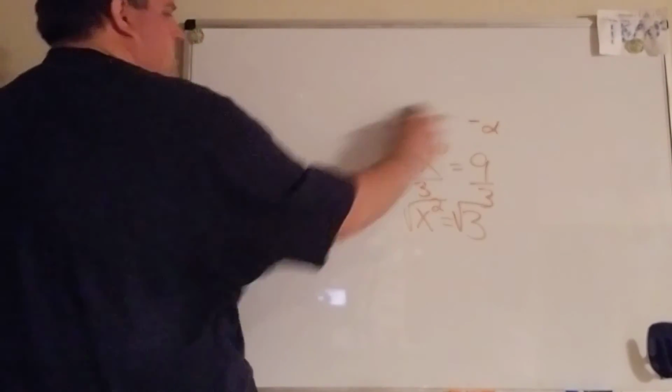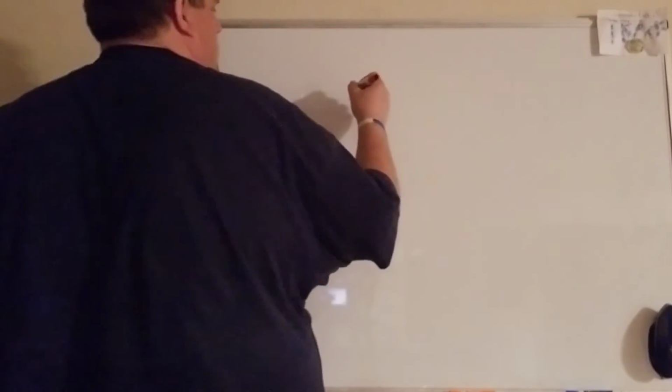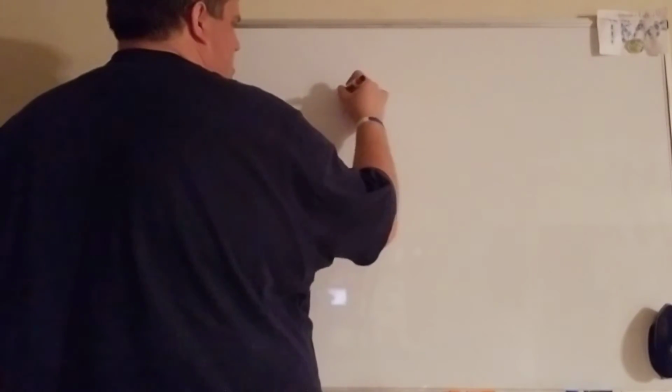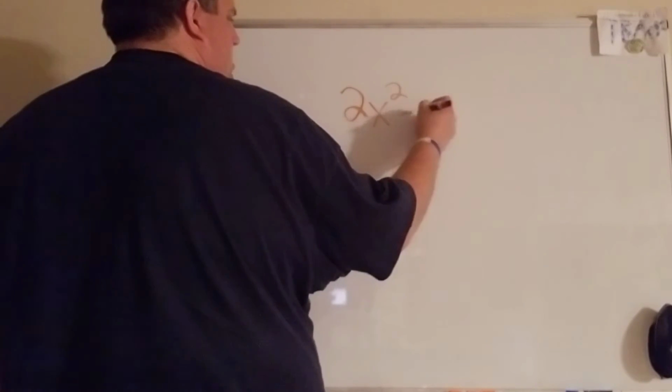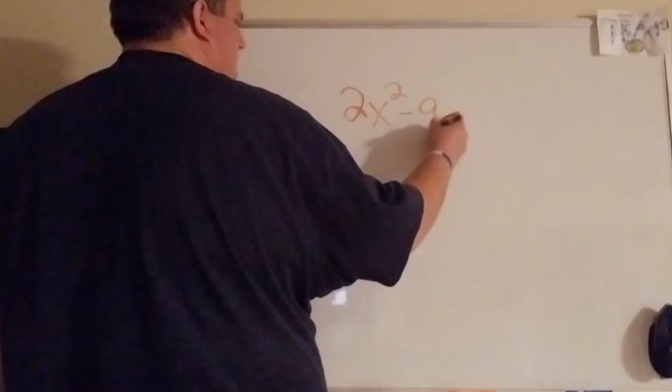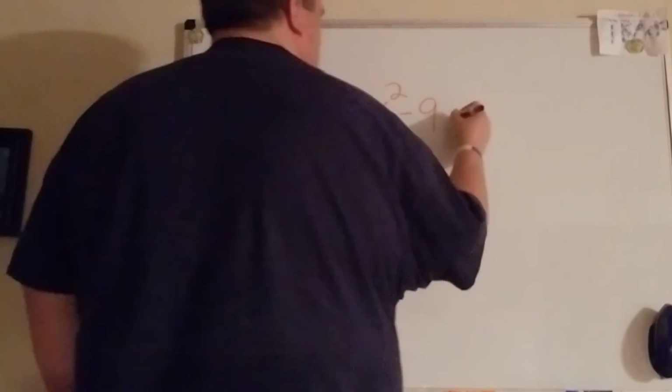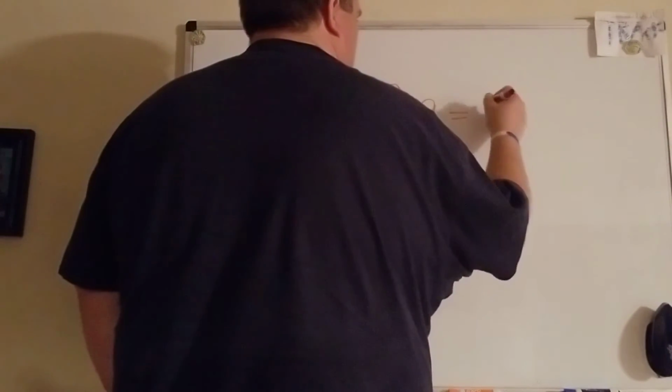Let's do a different one. Let's say we got 2x squared minus 9 equals 31.